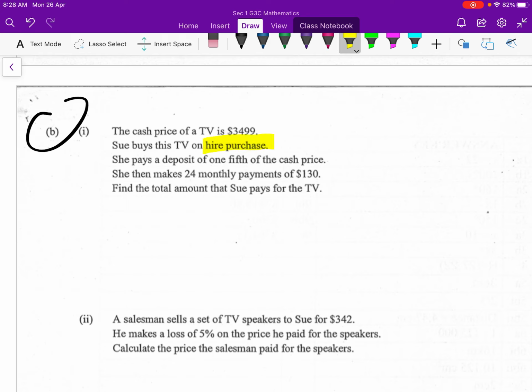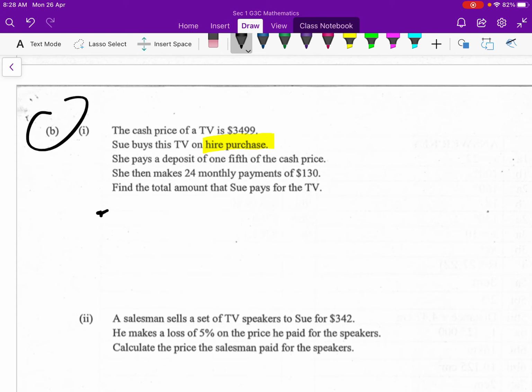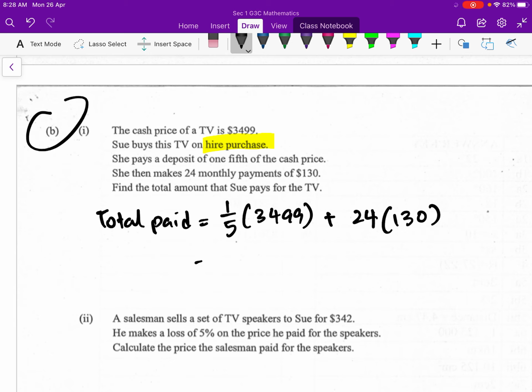Hire purchase. Hire purchase is you paying a deposit or down payment, and then you take the item away, but you pay installment after that every month, every year, depending on the question. So the deposit is 1/5 of the cash price, then 24 monthly installments of 130. Find the total amount that she pays. So total paid will be 1/5 of our 3499, plus 24 times 130. So this is the answer.